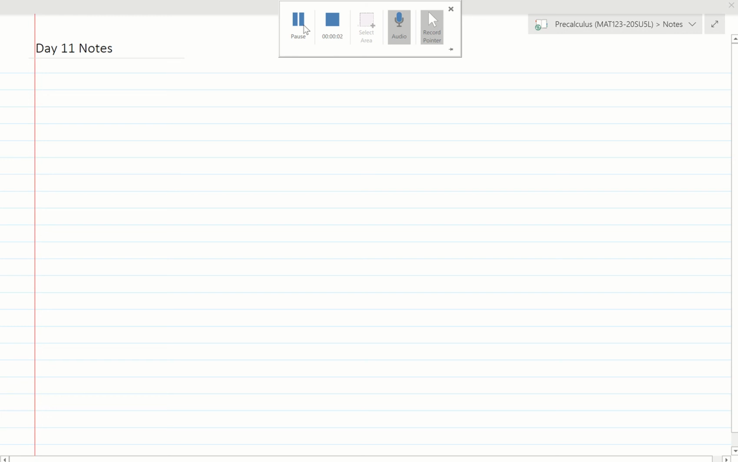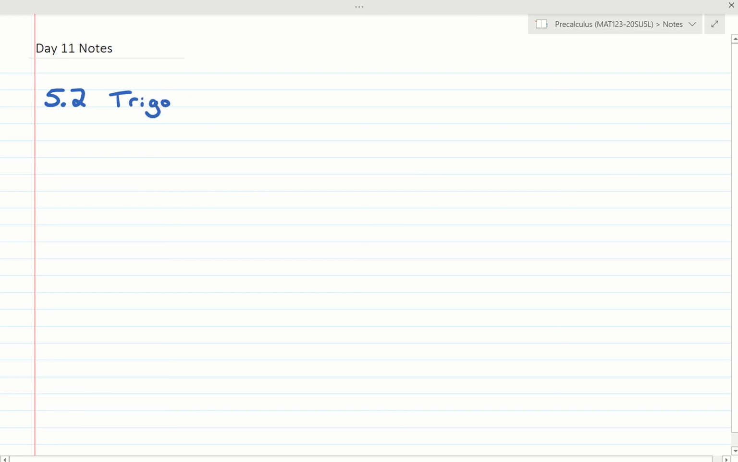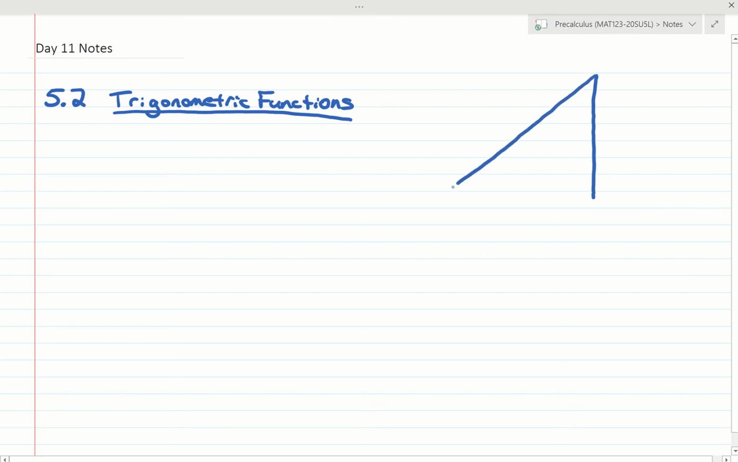So now we're going to start section 5.2, which is called Trigonometric Functions. Now, trigonometry is the study of triangles. And what we're going to do to get started is we're just going to be talking about functions that are defined on a right triangle. So let me show you what I'm talking about.